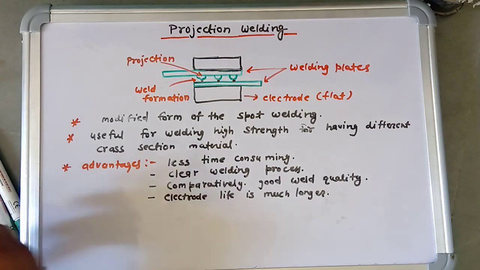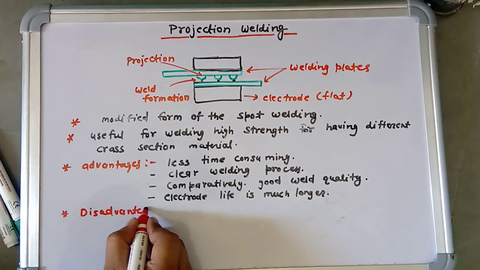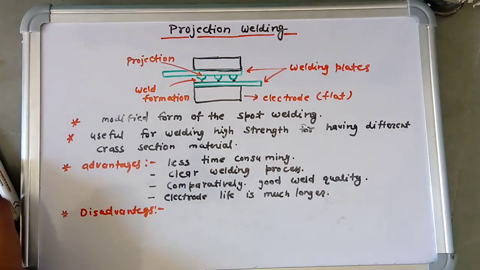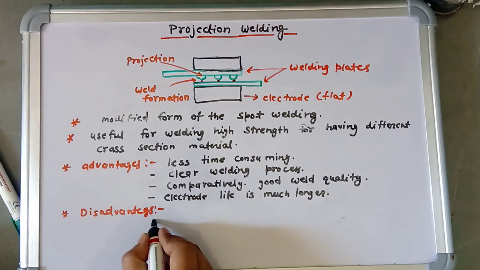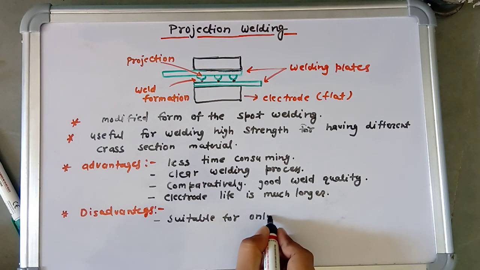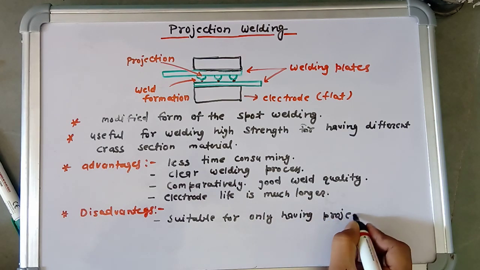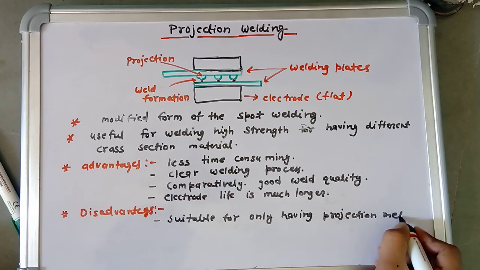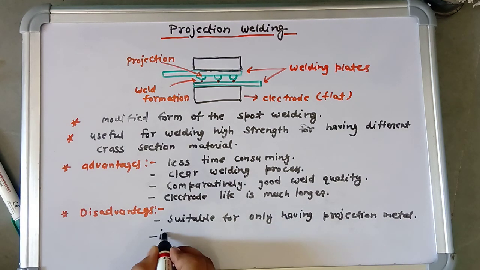And the disadvantages of projection welding are: metals which cannot support projection cannot be welded satisfactorily, so it is suitable only for metal having projection. To make the projection is an extra operation, it is obvious, and the initial cost of equipment required for projection welding is high. So the initial cost is high.